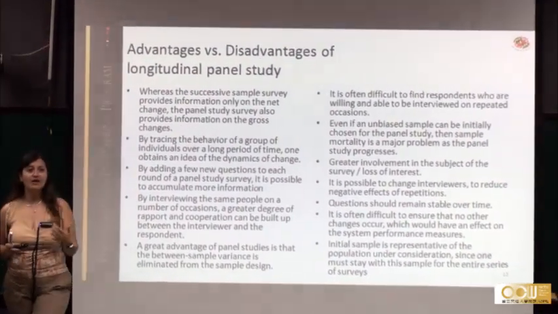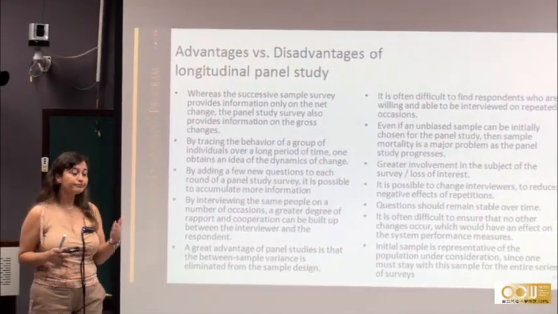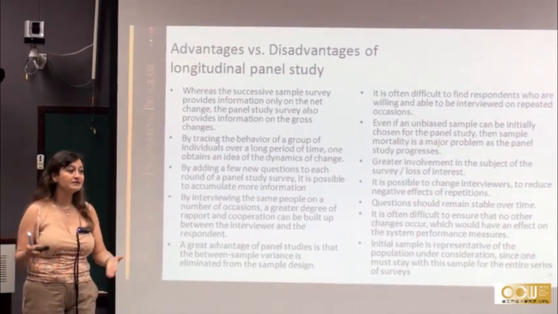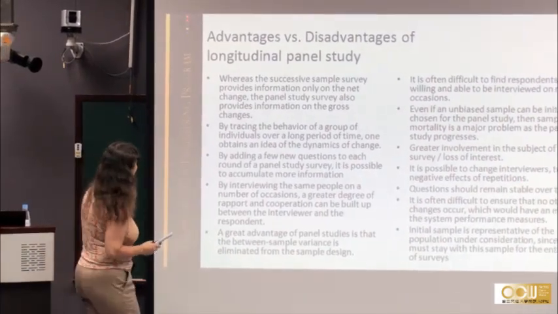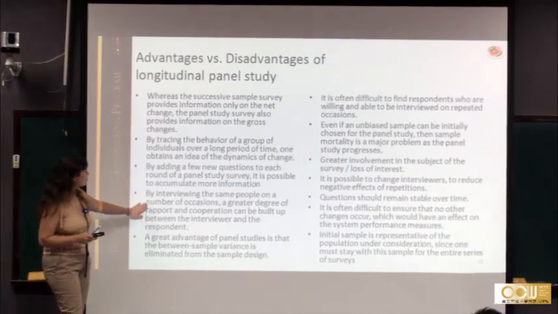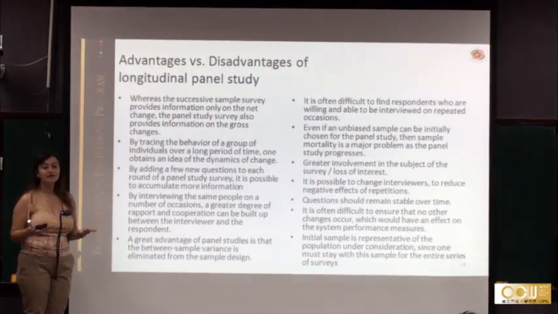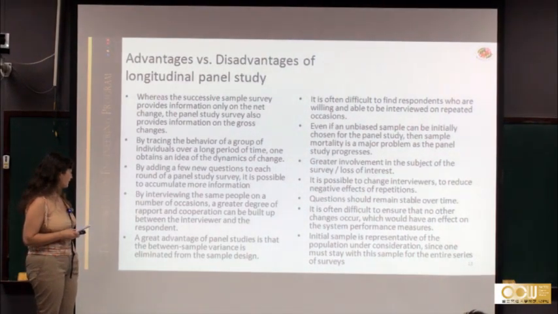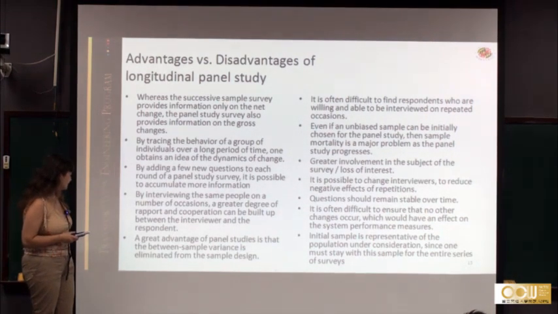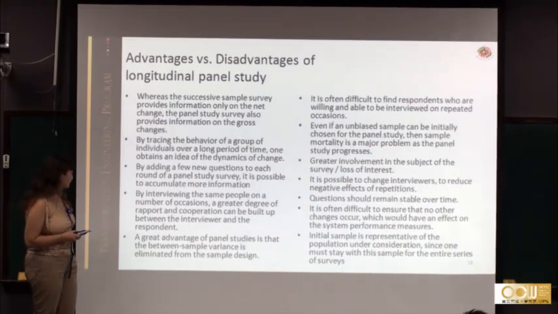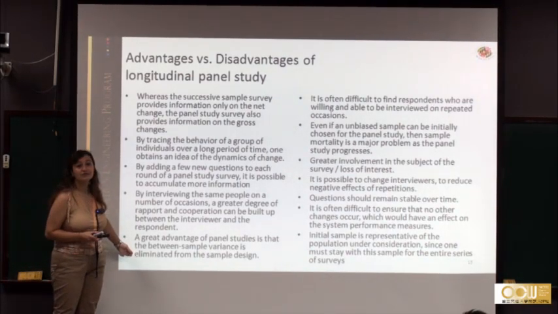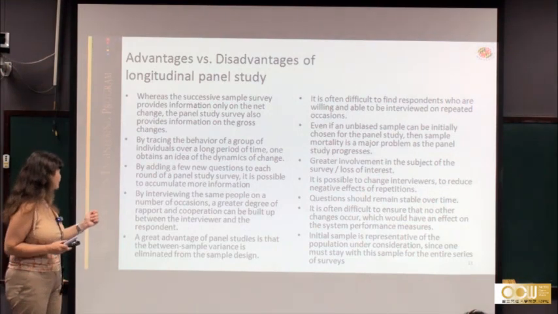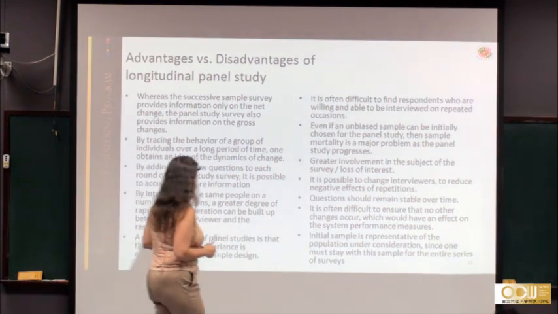For example, you can add more attitude or perception questions, like, you know, now we are concerned about the environment. What do you think about the environment? Is pollution a concern? What do you think about an electric car? And so on. So if you interview the same people over time, they know you and they are committed. So it's very likely that they will stay in the study. And then between sample variance is eliminated because this is always the same person.